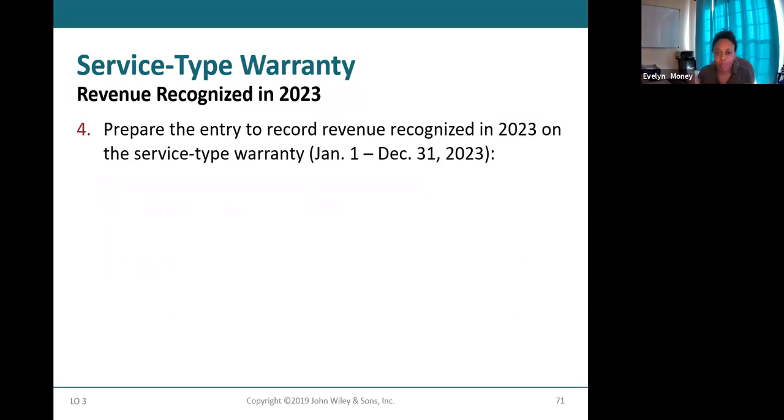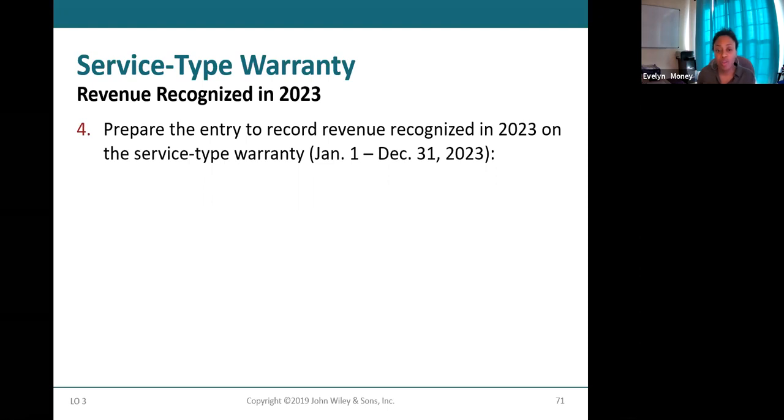Now, let's speed up time and let's deal with 2023. Because in 2023, my service warranty kicks into action. The assurance warranty is gone. I'm not going to have any additional costs from that assurance warranty. Any warranty costs related to this car will be for the service type warranty. Now, even if there are no warranty costs that actually happen, I still need to record my revenue because with the passage of time, I've earned 1 out of 3 of these years.